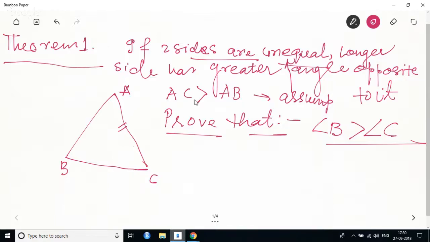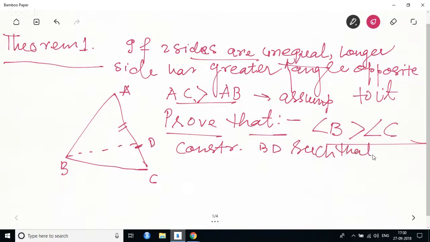Again, I am making this statement: if AC is greater than AB, then a portion of AC would be equal to AB. So I am marking point D on AC. So construct BD such that AB is equal to AD.